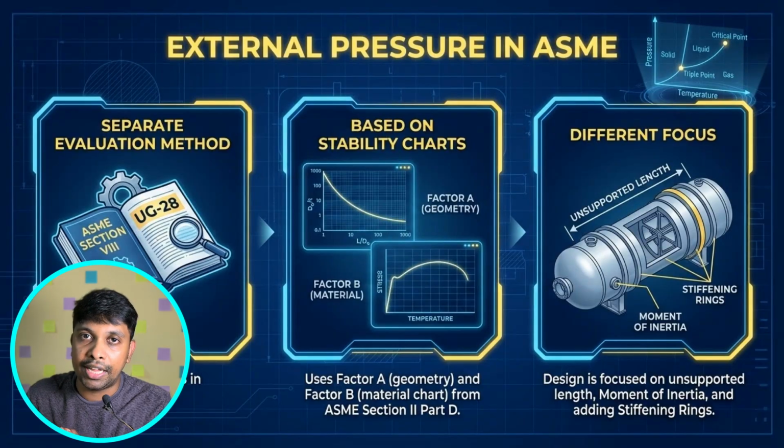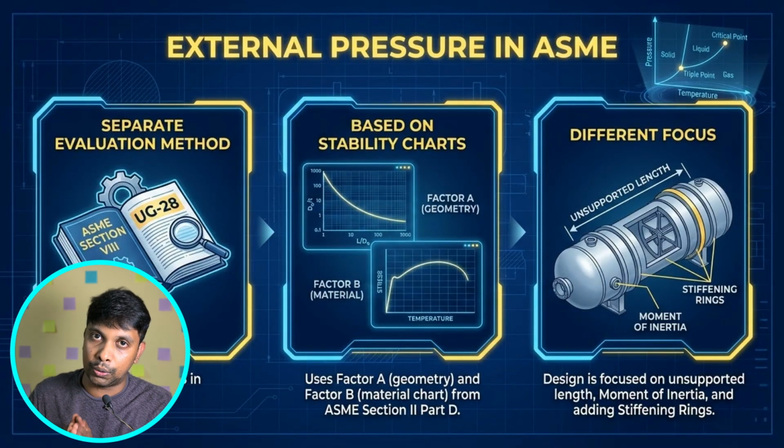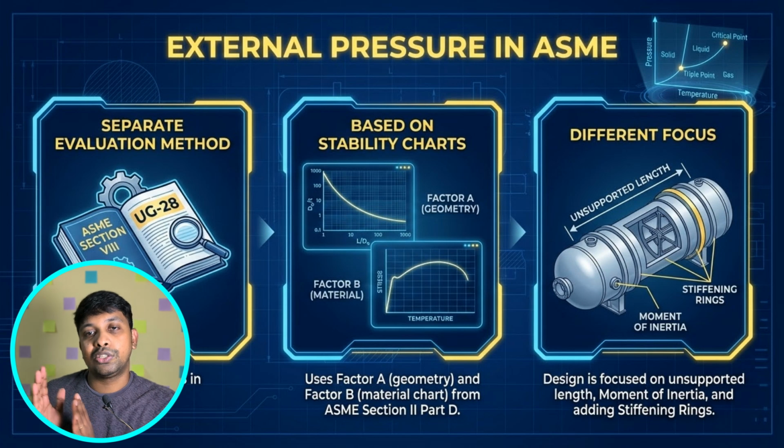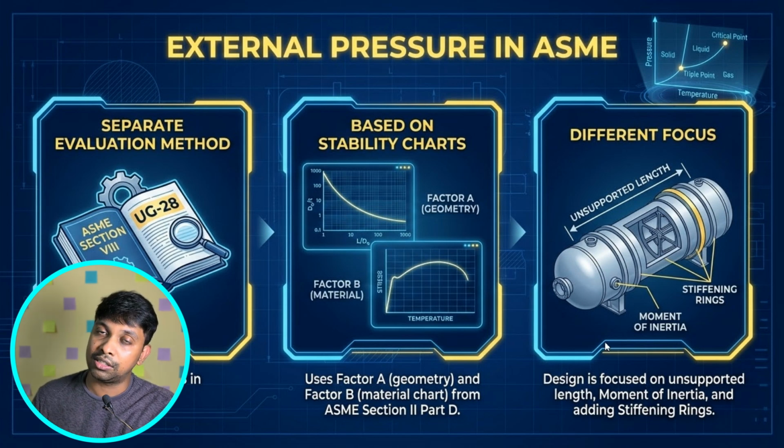The main focus of designing for external pressure is length. What is the unsupported design length of the particular vessel? That will be the main factor of the external pressure calculation. ASME also provides the maximum unsupported length. We can use the calculations, and we can also reduce the unsupported length of the vessel using stiffeners. Those calculations are also given in ASME, and calculating the stiffener moment of inertia is also given in ASME. So ASME is taking extra care for external pressure.